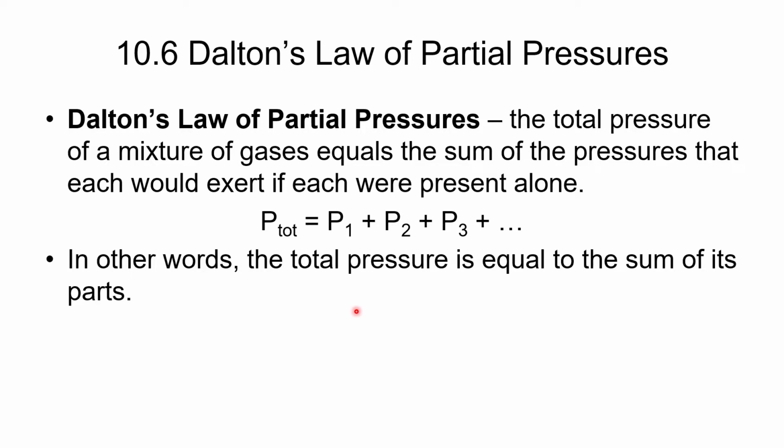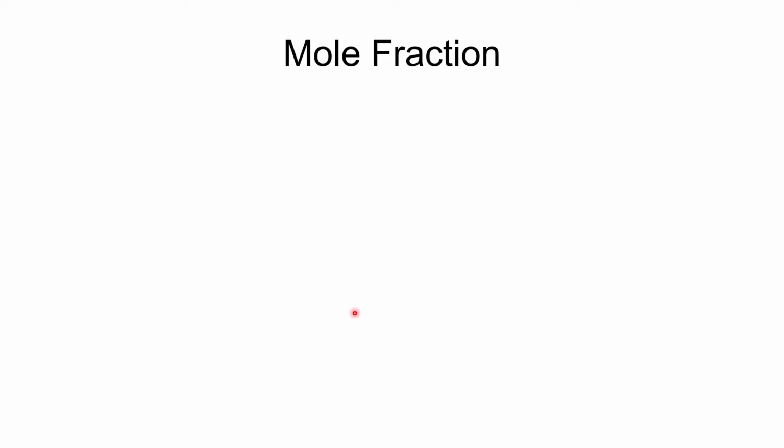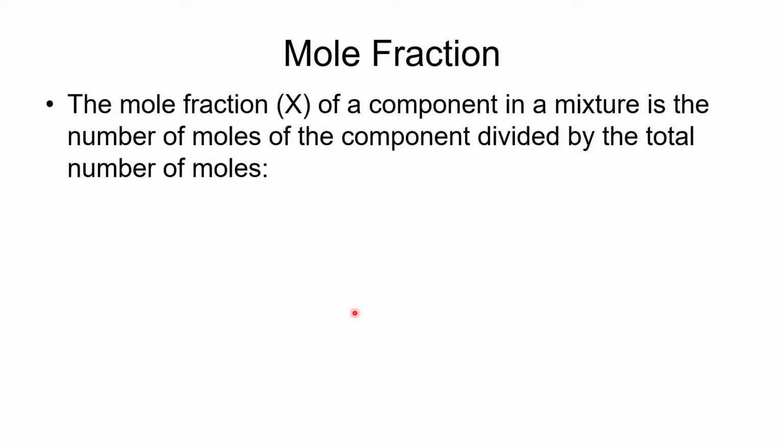Now, there is another thing that we look at that is called the mole fraction. The mole fraction of a component in a mixture is the number of moles of the component divided by the total number of moles. It's not a percentage, it is a fraction. And so we'll use the Greek letter chi, you can just call it x if you want, that tells us how much of that component it is. Well, it's going to be the number of moles of that component divided by the total number of moles.